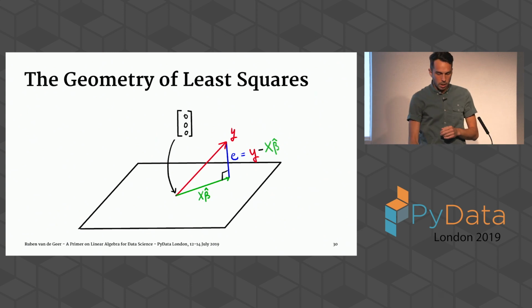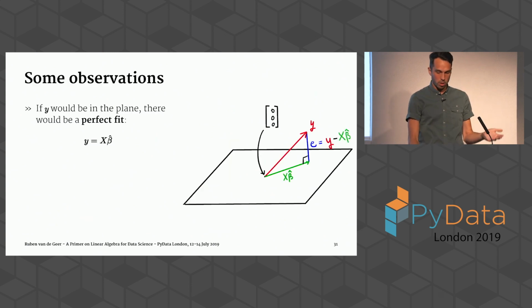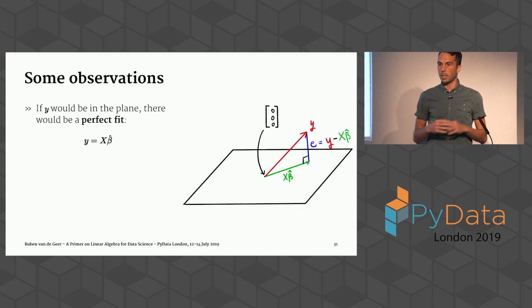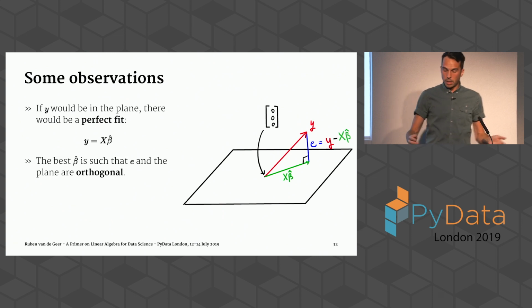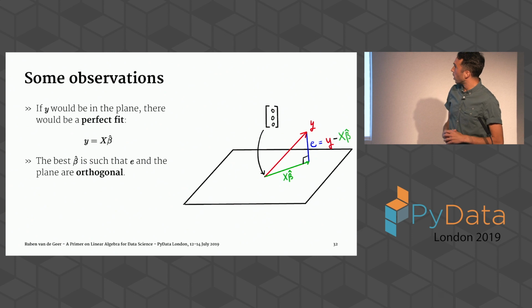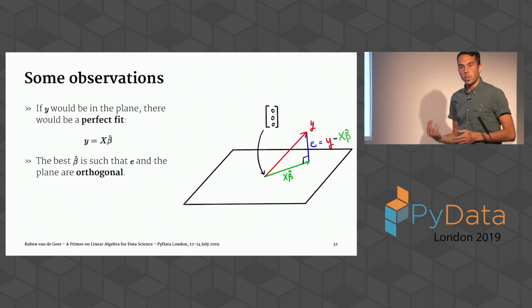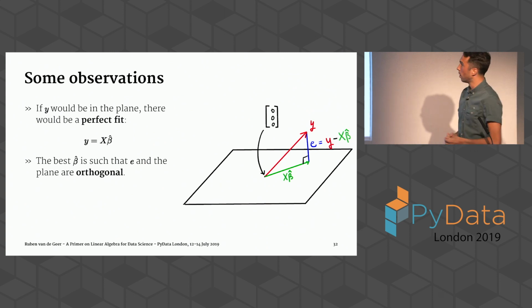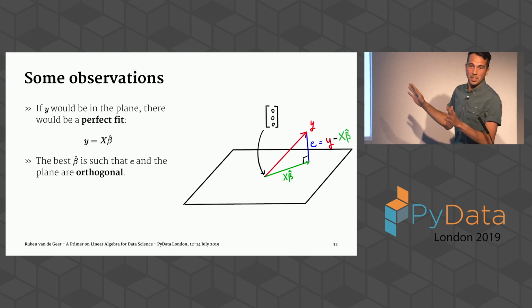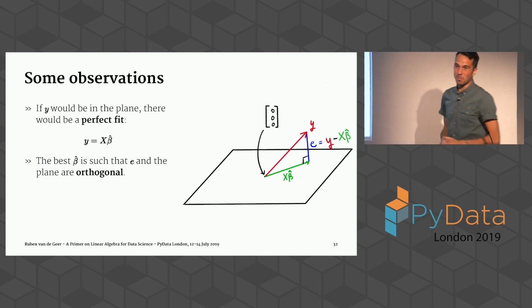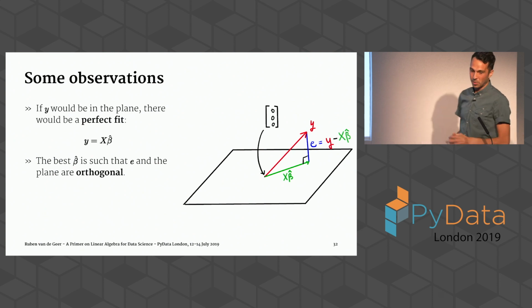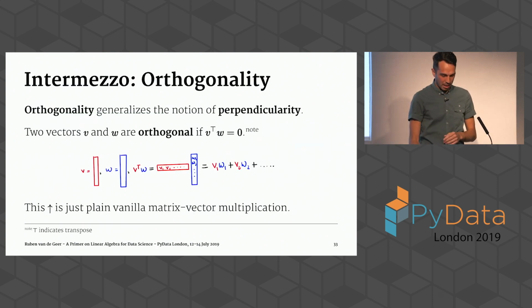So let's get into detail a bit more. This is what I just said. If this red vector would be in the plane, we could come up with a beta hat that fits y perfectly. And the best beta hat, that's the green one, is the one such that e, which is the arrow that you make, y minus X beta, is orthogonal, and orthogonal means perpendicular to the plane. I really like this picture, but you may not. But I found it super helpful the first time, because we're going to end up showing what the best beta is right now.